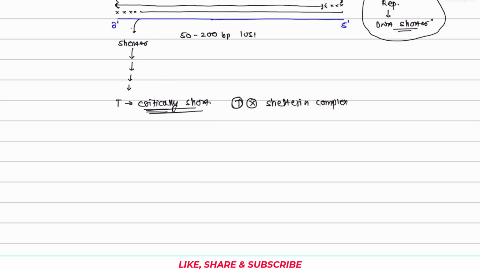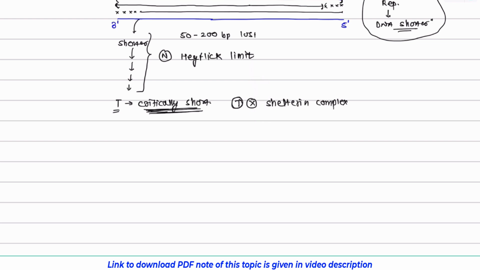Initially we have a longer telomere, but with each subsequent replication cycle, the telomere undergoes shortening until it becomes critically short. The number of replications required for the telomere to become critically short is called the Hayflick limit. After the Hayflick limit, telomeres become critically short and will not be able to bind with the shelterin complex. Now, if telomeres are not able to bind with the shelterin complex, what will happen?